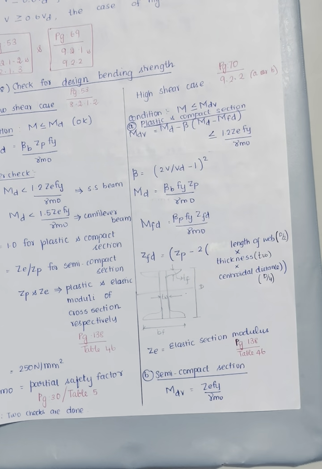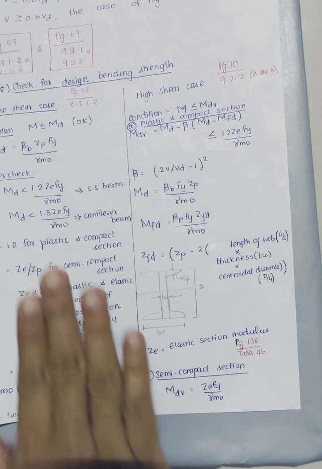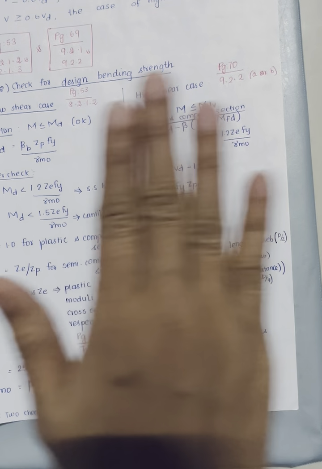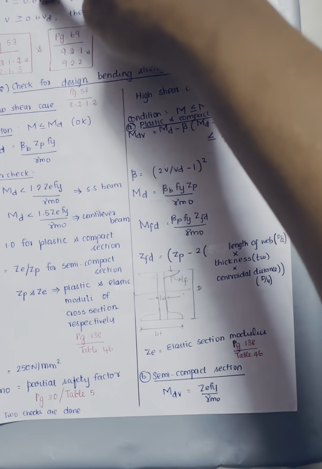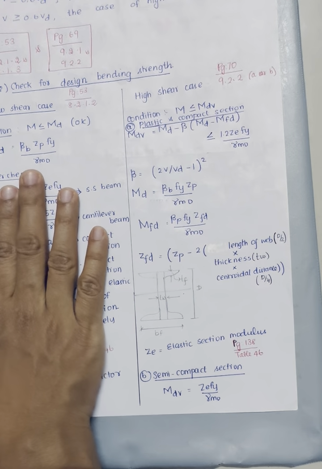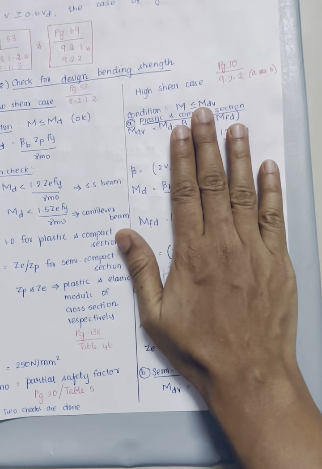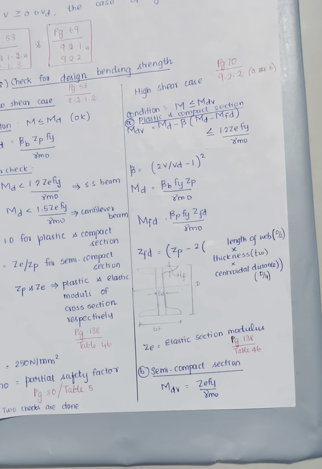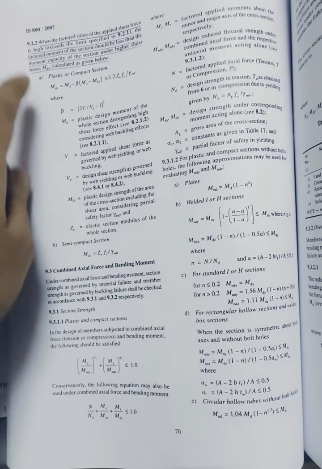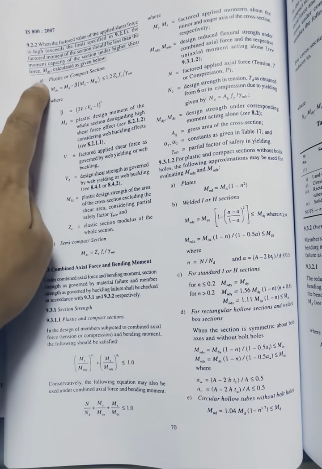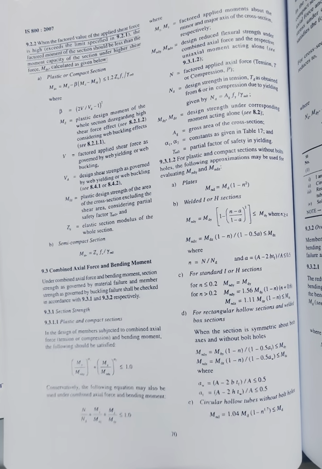Whereas if the maximum V from the first step is greater than 0.6 VD, then we have to go from this case to this case. If it is less, we go for this case. If it is greater, then we have to go for this case. The condition for this is available on page number 70. A and B, two things are available.